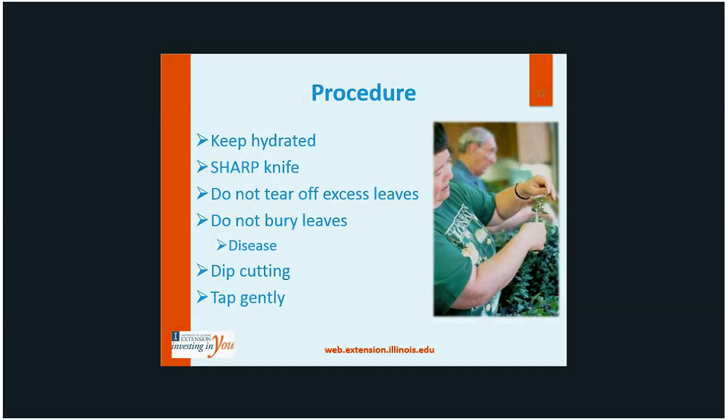So then you would go ahead and just cut them off instead. You do want to make sure you have those bottom leaves off, A, so that it's not so prone to wilting, and B, so that you're not burying any leaves in the soil.